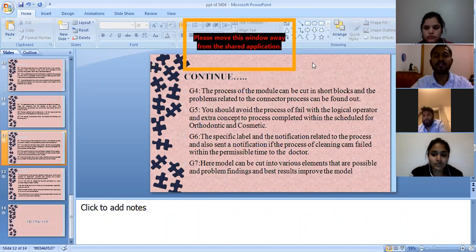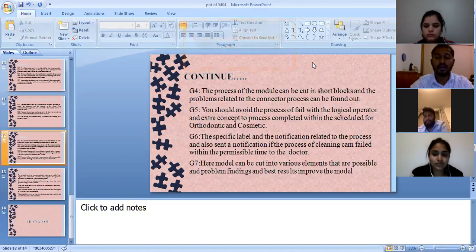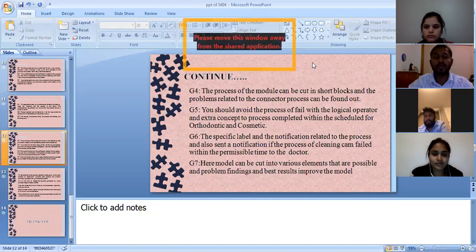And the seventh one says the model can be cut into various elements where possible, and problem findings and best results improve the model. The seventh guideline says to decompose the model if it has more than 50 elements. So we have to cut it short if the activities or tasks are more than 50, to make the whole process smaller and easy for everybody to understand.